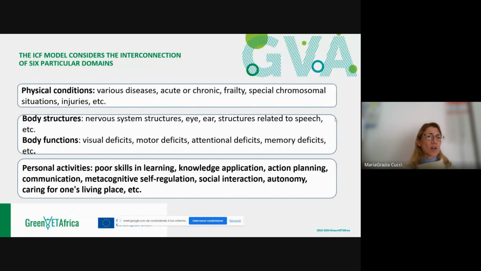Then another important domain is the one about personal activities: skills in learning, knowledge application, action planning, communication, metacognitive self-regulation, social interaction, autonomy, caring for one's living place. We should stay, I guess, a long time on each of these situations. And I'm sure that while I'm talking about them, you can think of specific situations that you have seen during your experience at school, and maybe also during your life experience in general.